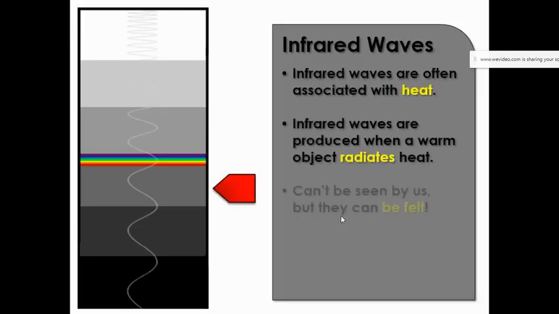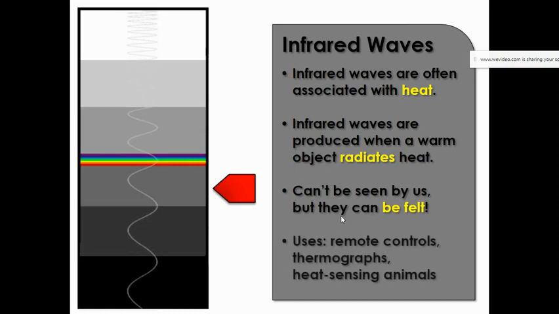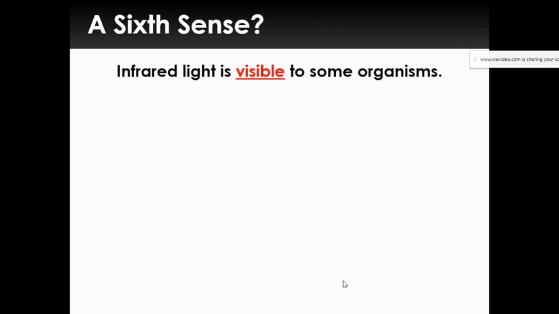The next stop is infrared. Infrared waves are often associated with heat. They are produced when a warm object radiates heat. They can't be seen by us, but they can be felt, and we use those in some remote controls, thermographs, which are images that show different heat signatures, and heat sensing animals.